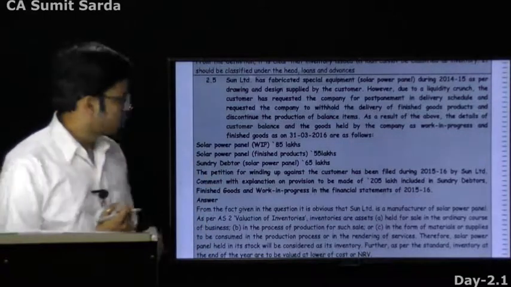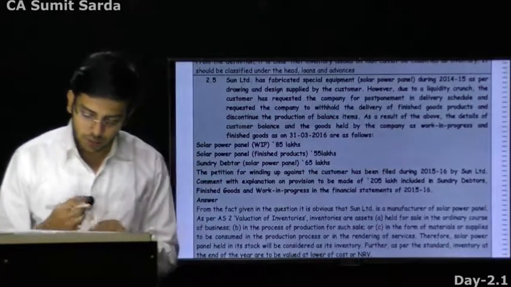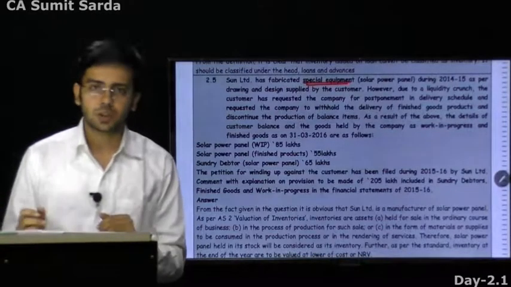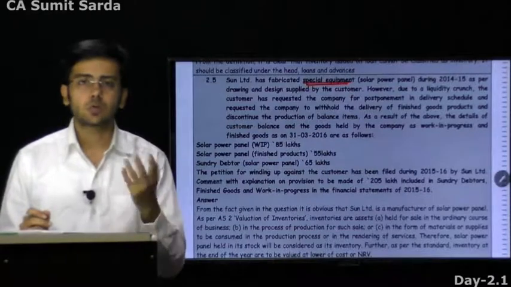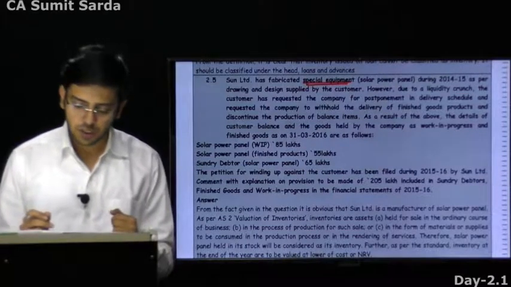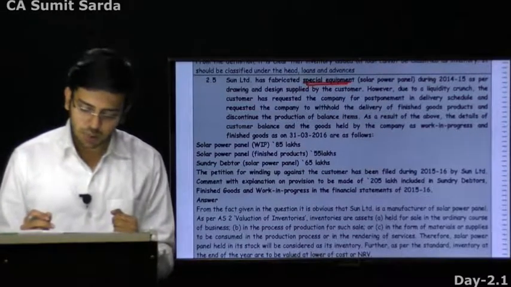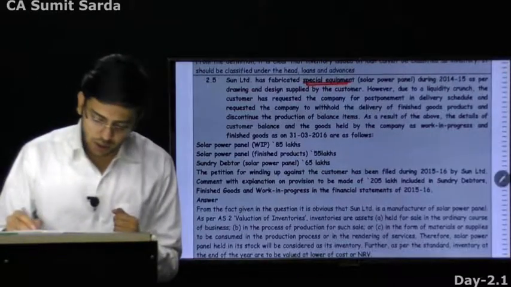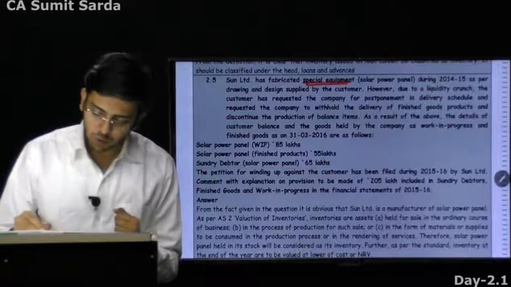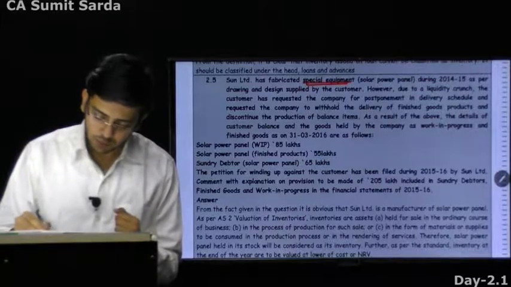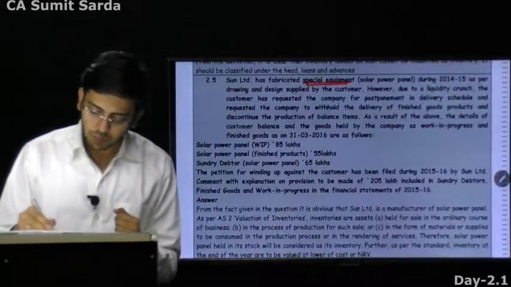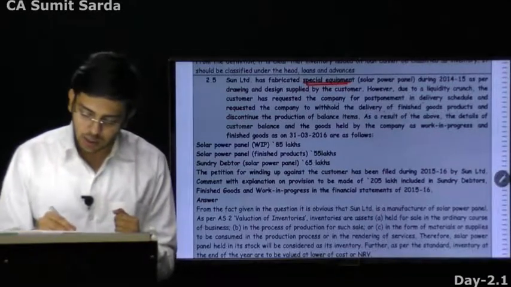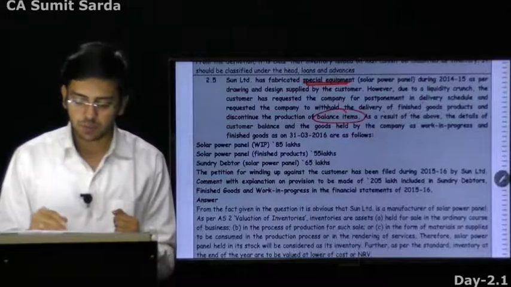We'll look at the next question. Sun Limited fabricated special equipment. So you are a special equipment manufacturer. As per the requirement of the other person, you manufacture the machines as per the drawing and design supplied by the customer. However, due to liquidity crunch, the customer has requested the company for postponement in delivery schedule and requested the company to withhold the delivery of finished goods and discontinue the production of balance items.